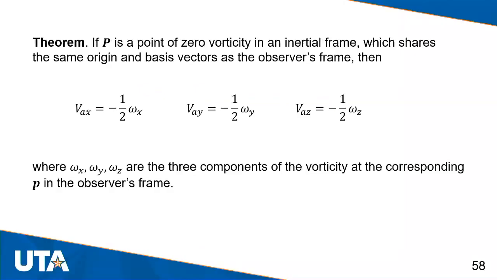And how can we do that? We first introduce a theorem. We need to find VAX, VAY, and VAZ. So how to find them? If we can find a point at which the vorticity is 0 in an inertial frame, then we know the observer's angular velocity is negative 1/2 omega x, negative 1/2 omega y, and negative 1/2 omega z, where omega is the vorticity.